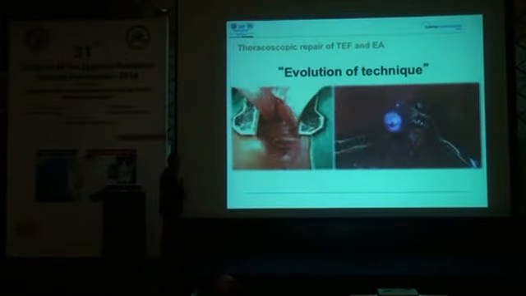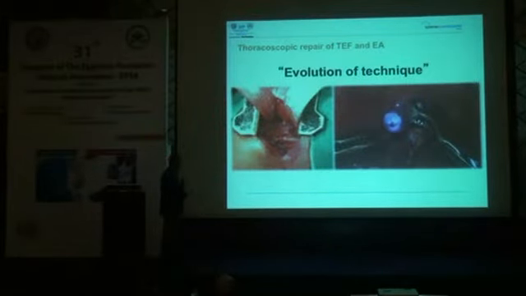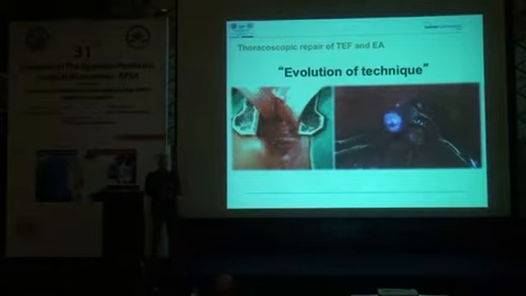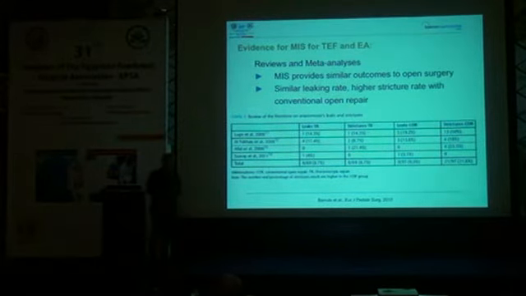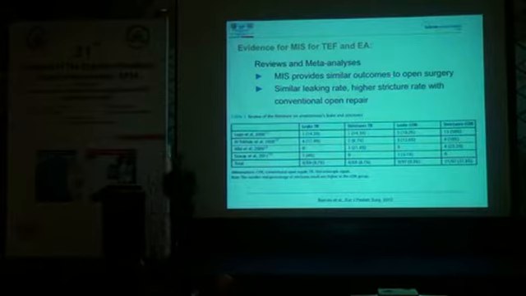And if you look at that, this is the fistula, this is the anastomosis not yet completed, the NG tube in, and this is augmented vision through thoracoscopy. So this is very convincing. There is evidence for minimal invasive surgery for TF and esophageal atresia, meanwhile, providing similar outcomes, similar leaking rates, and even higher stricture rates with open repair, maybe due to a more rough suturing technique, because I can't see it so exactly.